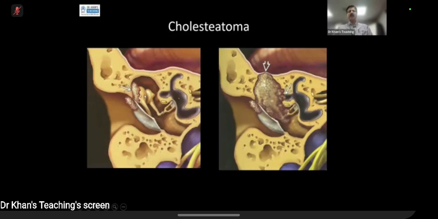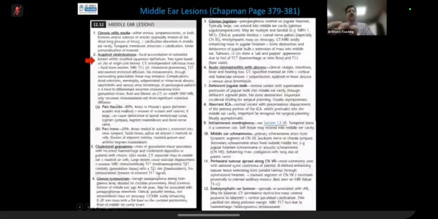But then there can be pars tensa cholesteatomas also. It can be in other parts of the middle ear cavity. They can be very large. Look at this example where it has eaten up everything. And look at this tegmen tympani, which is eroded. Lateral semicircular canal is eroded. It can erode the facial nerve canal. Ossicles are eaten up. So all of these things can happen. So if you see here, pars flaccida, pars tensa cholesteatoma.